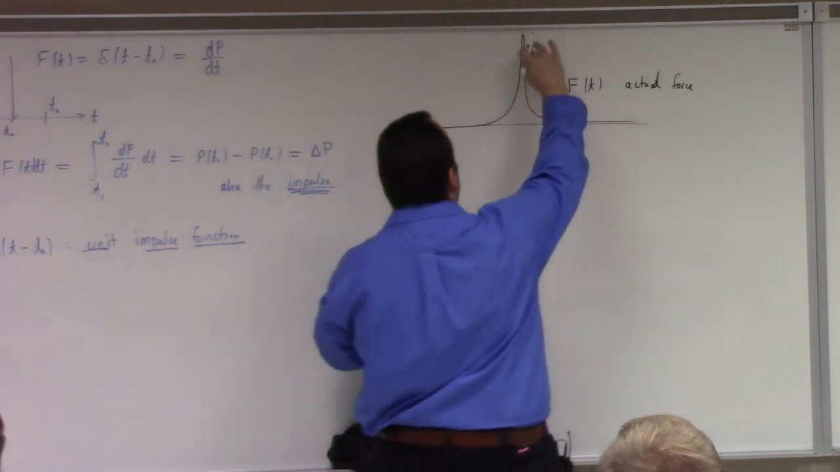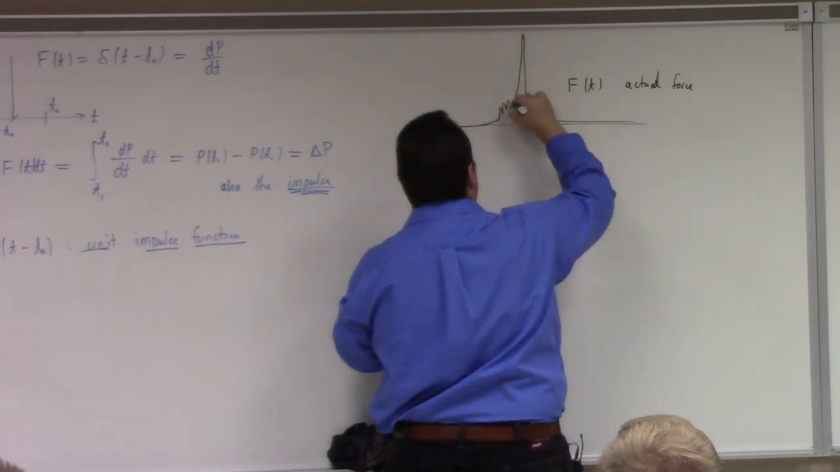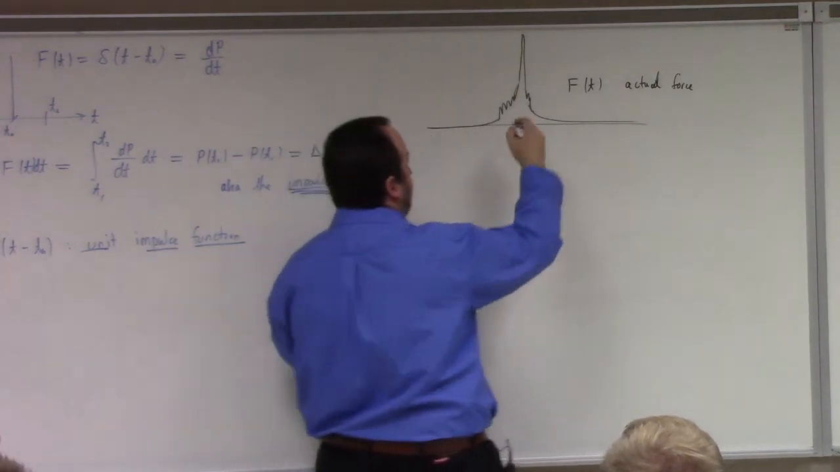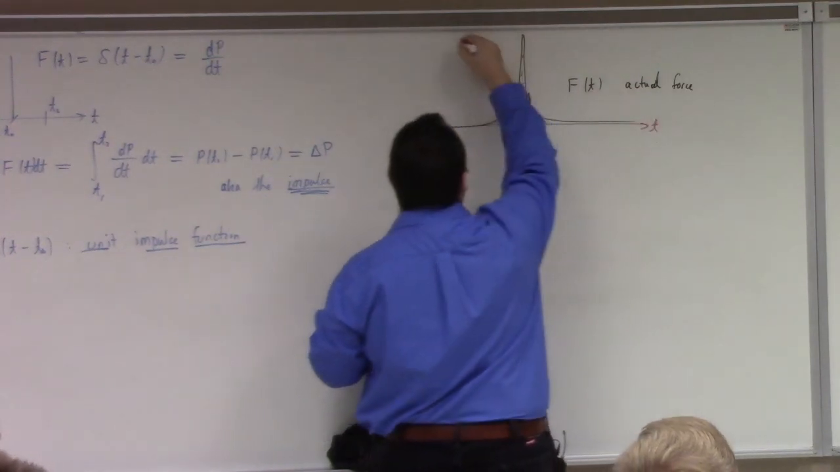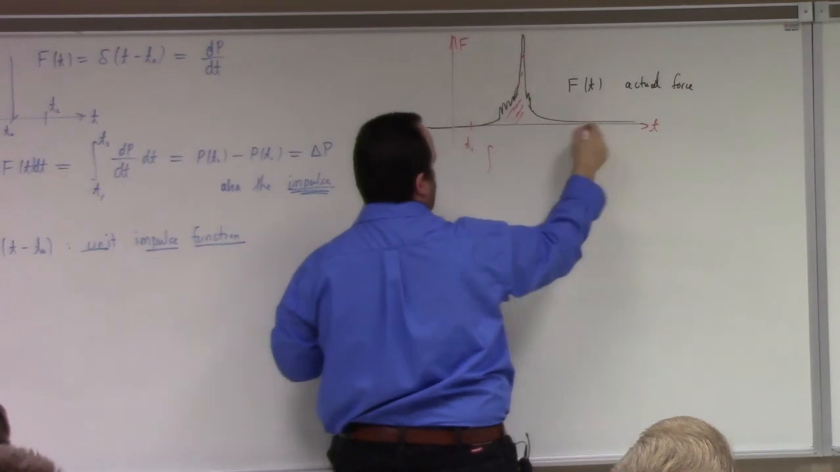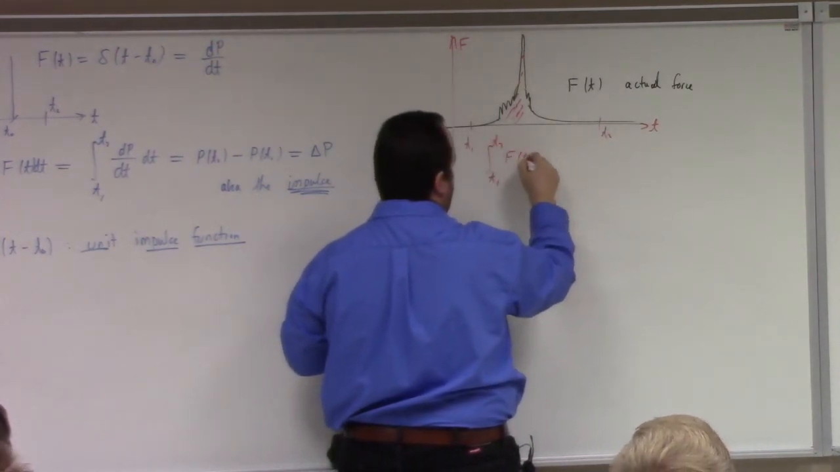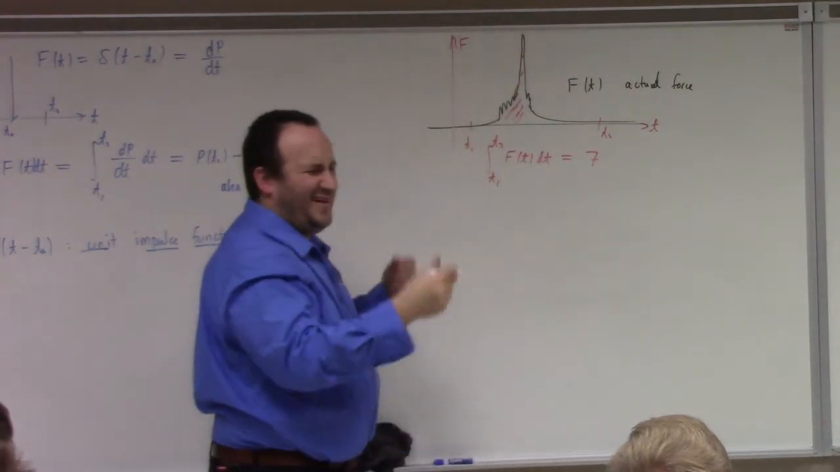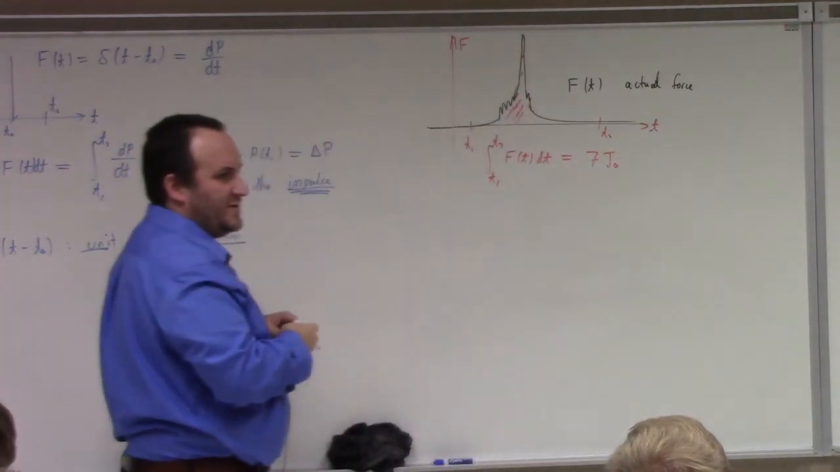Maybe it's got some funky stuff. I don't know, it's all yucky and whatever. But what you can do is calculate the area under this force-time graph. You can calculate the area, the integral from t1 to t2, right? If the integral from t1 to t2 of f(t) dt is equal to 7, fine, dimensional J naught. There you go. That's for units, right?